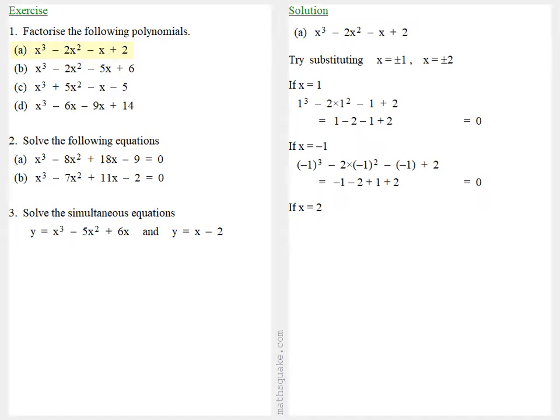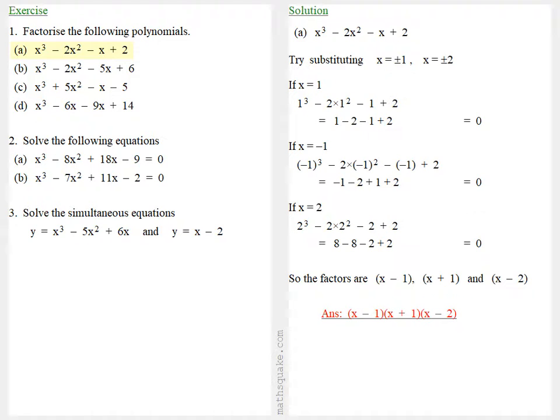If we try x is 2, we get 2 cubed minus 2 times 2 squared minus 2 plus 2, which is 8 minus 8 minus 2 plus 2, which is again 0, and so x minus 2 is a factor. So the factors are x minus 1, x plus 1, and x minus 2. So the answer is x minus 1 into x plus 1 into x minus 2.